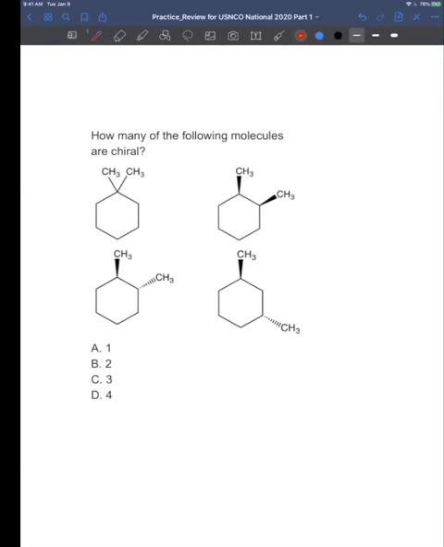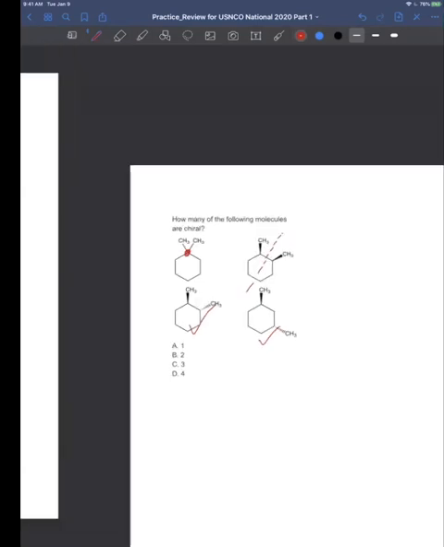Okay, we pretty much got all of your answers. The correct answer is B. 2 chiral molecules, this one and this one, right? The first one is achiral. The second one, you can find a mirror plane in the molecule, so it's also achiral. So there are only 2 chiral molecules.